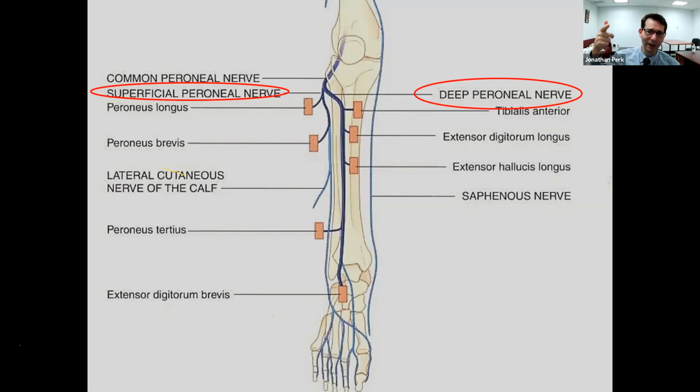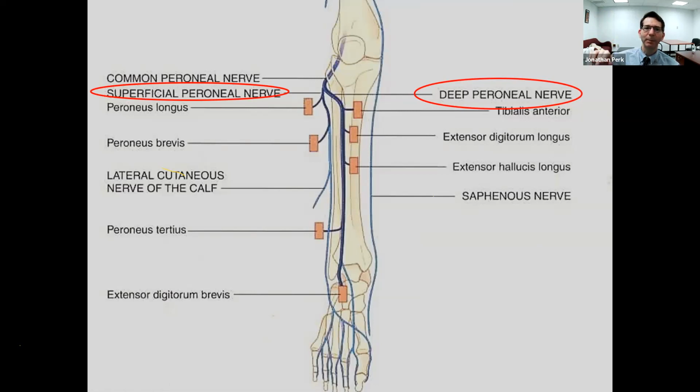It's derived mainly from L5 root fibers. It may have some L4 contribution in some patients, but it's generally an L5 root derived nerve. So we have here the superficial peroneal, which is important for the eversion movement.